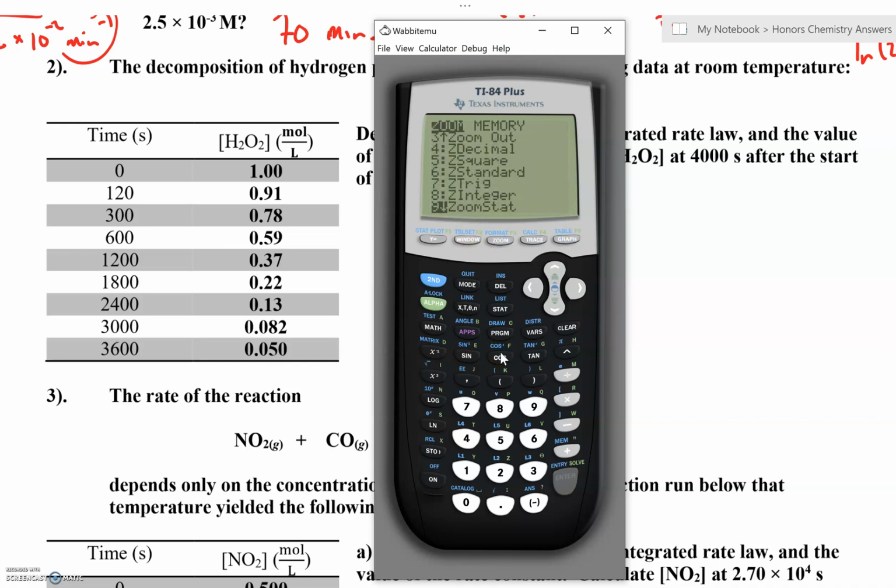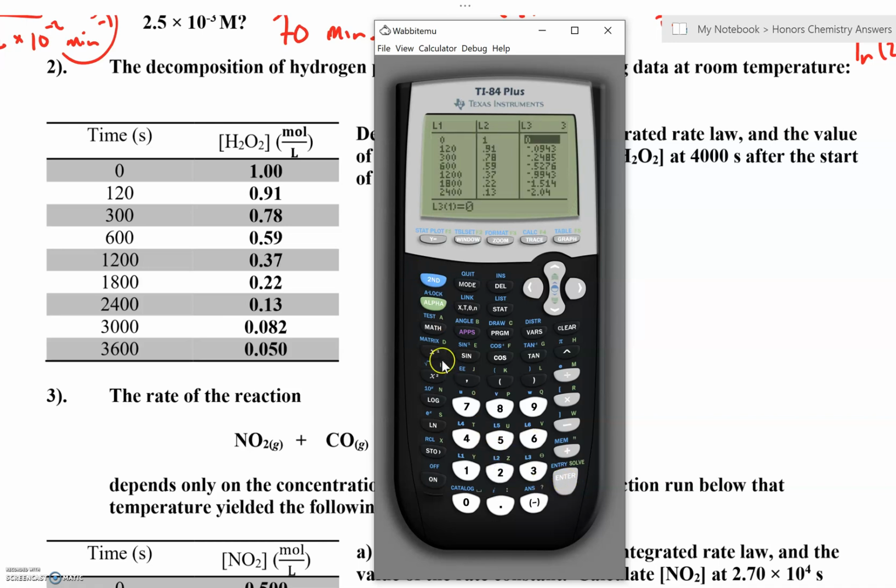So zoom 9. Okay, that is nowhere close to a straight line, so it is clearly not a zero order reaction. So we're going to tell our calculator to take the natural log of the concentration. So I'm highlighting L3. And right now the calculator is asking us, what do you want everything in L3 to equal? I want everything in L3 to equal the natural log of everything that's in L2.